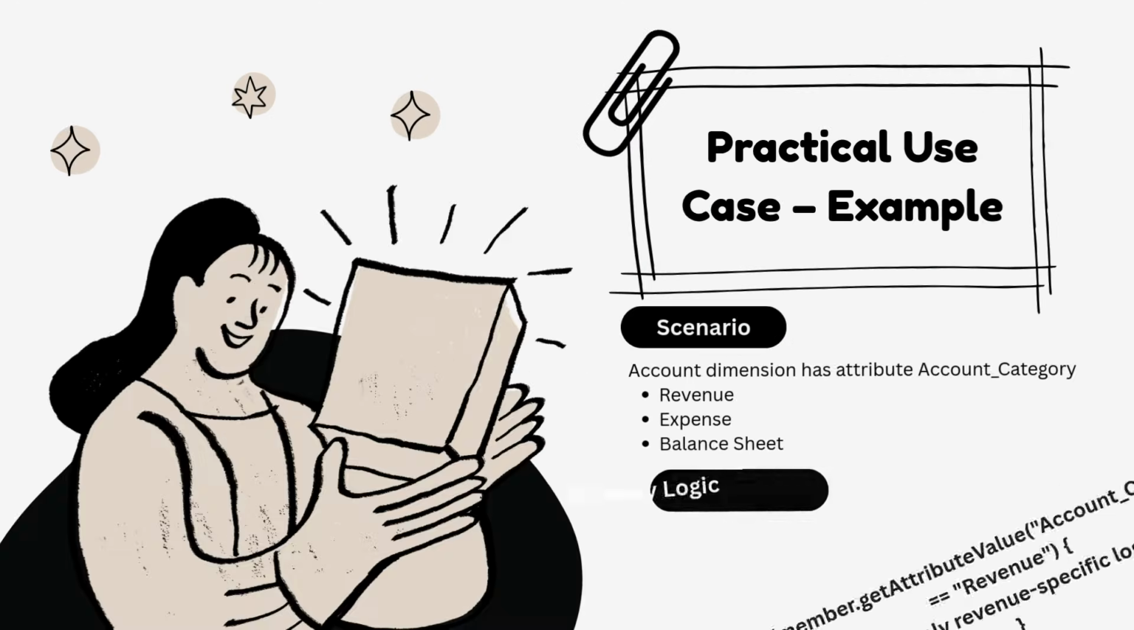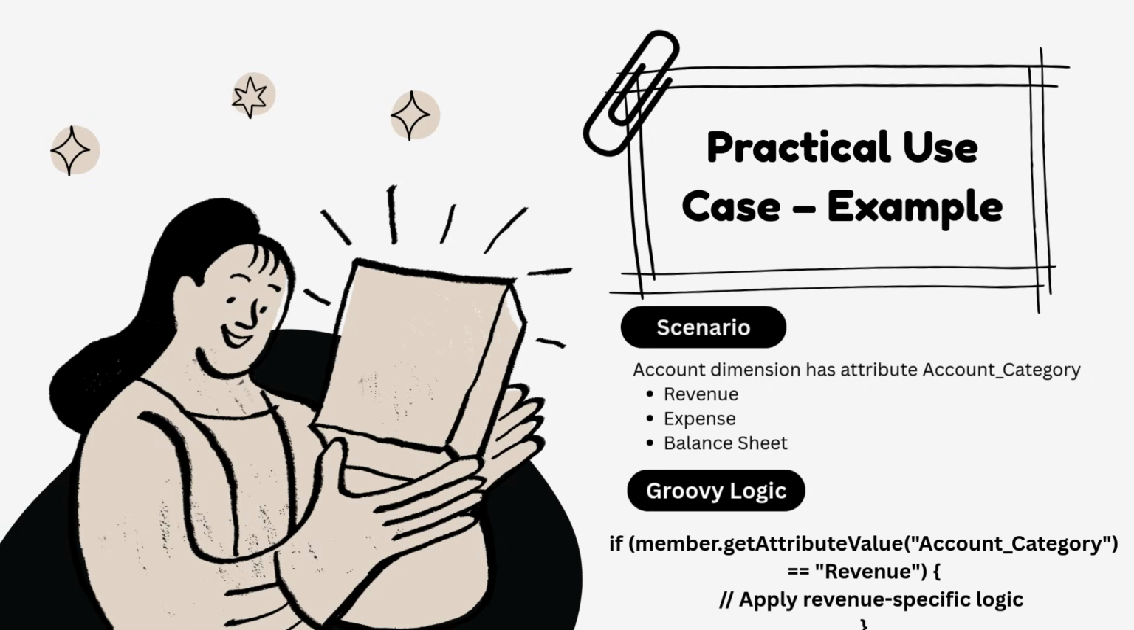Let's consider a practical scenario. Suppose we have an account dimension with an attribute that defines whether an account is revenue, expense, or balance sheet. Using getAttributeValue, a single Groovy rule can dynamically apply different calculation logic based on the account type, eliminating the need for multiple rules.